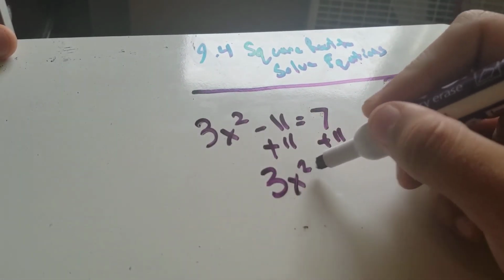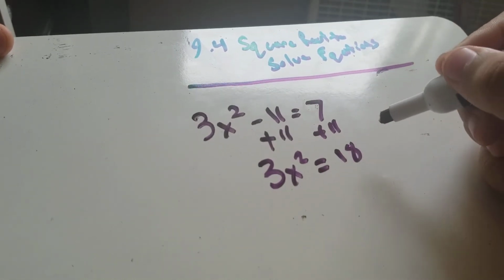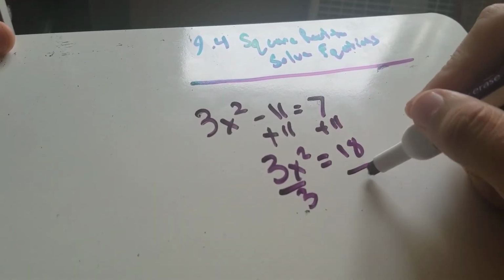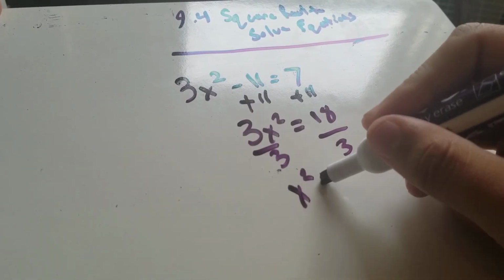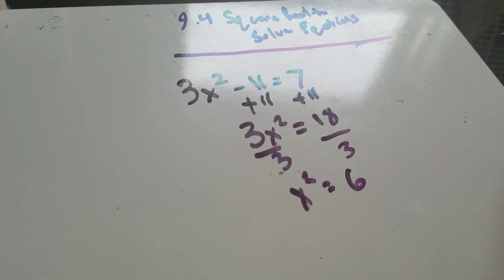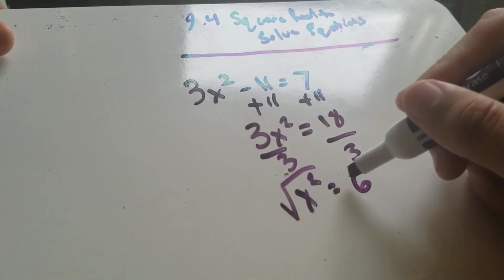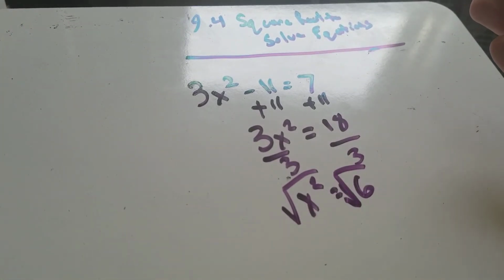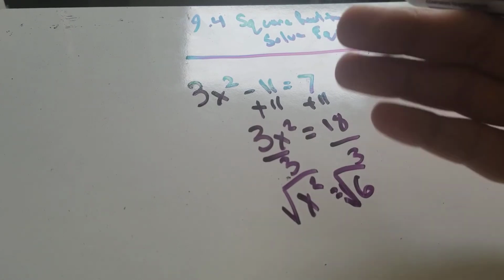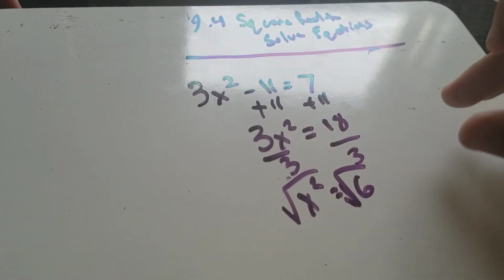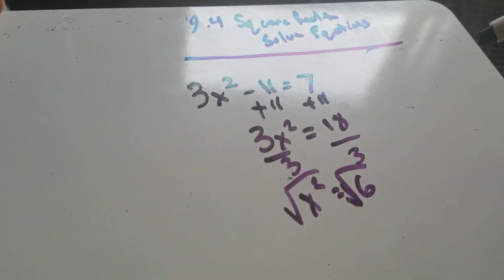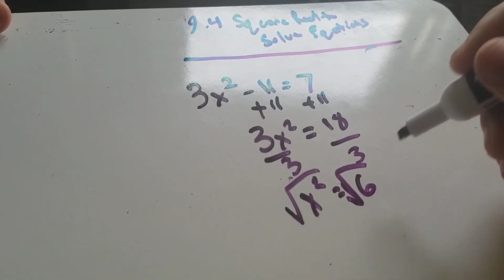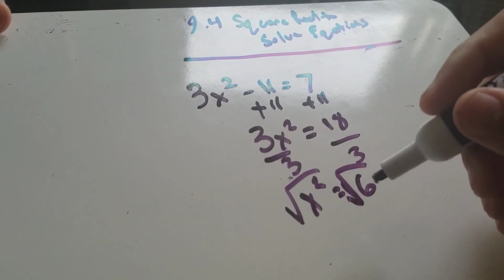So 3x squared equals 18. Divide by 3, divide by 3, x squared equals 6. Now I'm going to square root both sides. Remember, your first goal always is just to get x squared by yourself. That's the first thing you ever do, using your algebra skills. Now you've got x squared by itself. x equals the square root of 6.